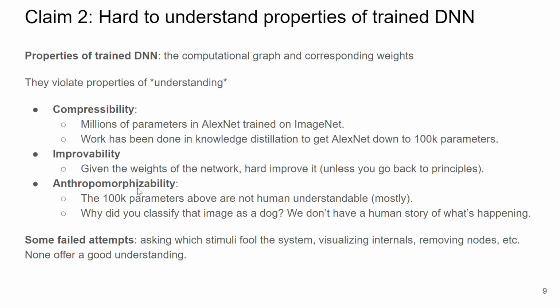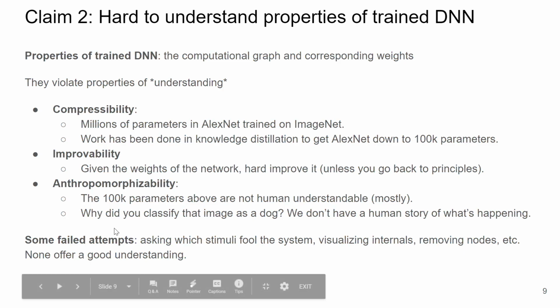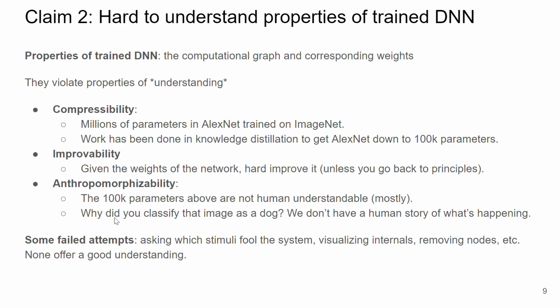And it's also not anthropomorphizable because in the case of AlexNet, where we brought it down to 100K parameters, none of them seem to be human understandable for the most part. I mean, you could say we do understand it to some extent, that we understand that the initial layers are looking for low level features and the later layers are looking for high level features. But they do mention that in the caveats that I'm going to talk about a bit more. And another problem is if someone asks, why did you classify that image as a dog? We don't have a human centric story of what's happening for any of these adversarial examples.